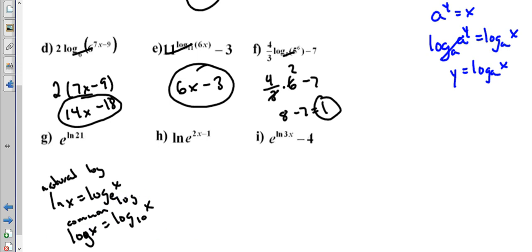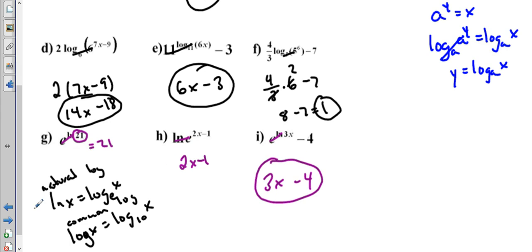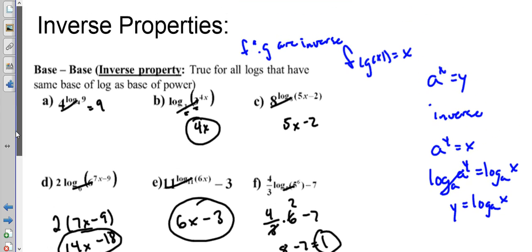So when we have this, e, it's a natural log. They have the same base. They cancel out. We're left with the inside. Inverse property: natural log of e to the 2x minus 1. Once again, inverse property, cancel out, 2x minus 1. e to the natural log of 3x, e, exponential, log, same base, cancel out. We are left with 3x minus 4. The 4 is not part of that, and that would be our answer. That is how we're going to be using the inverse property a lot.